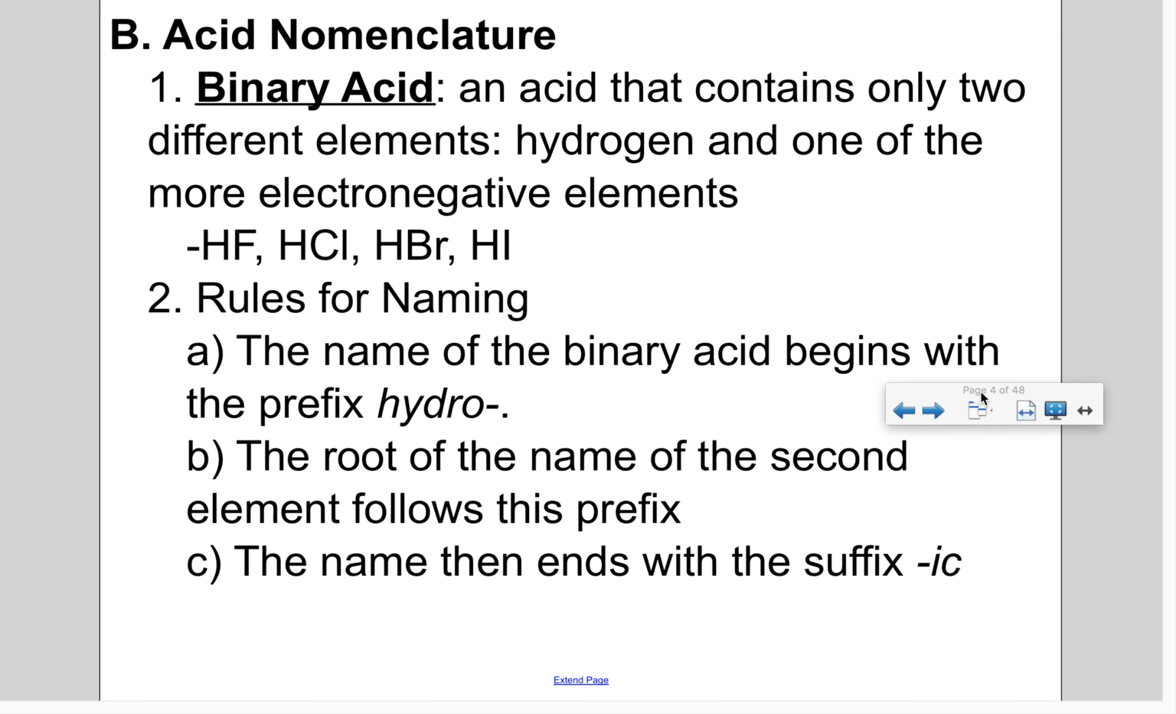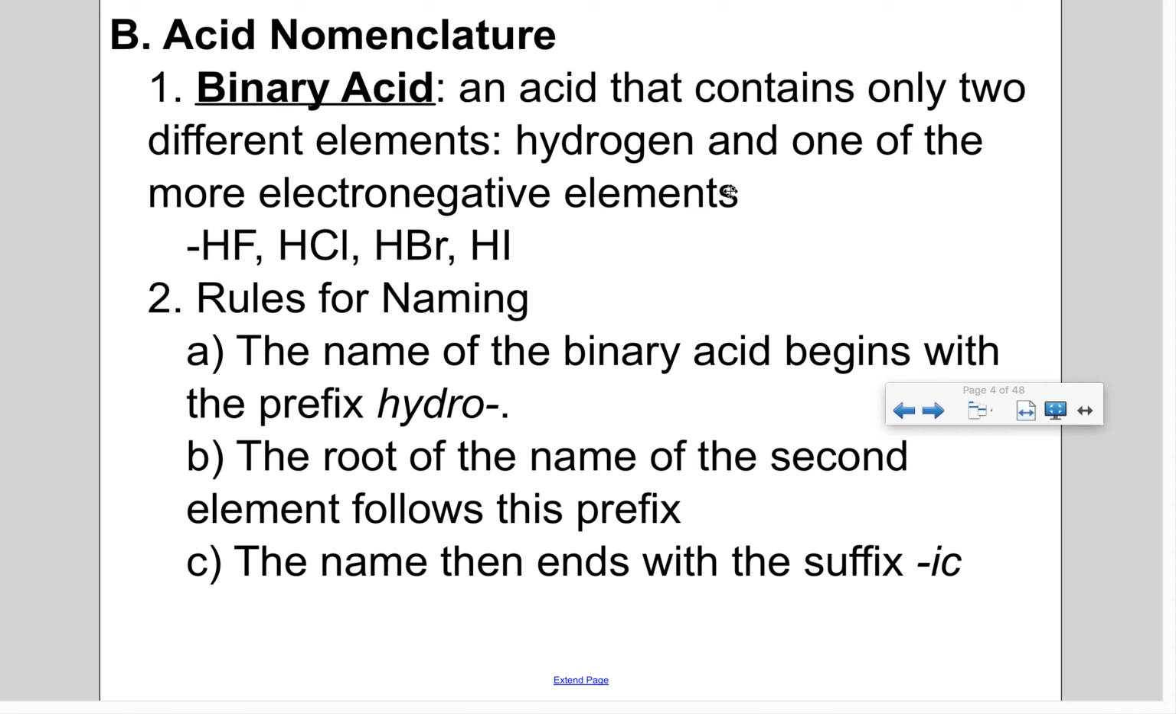Naming acids is actually pretty easy if the acid is a binary acid. Binary acid means it just has 2 elements in it. Some examples: HF, HCl (hydrogen and chlorine), HBr (hydrogen and bromine), HI (hydrogen and iodine). The rules for naming it: the prefix is hydro, because you have to have a hydrogen as one of them, and the other one is just a very highly electronegative element.